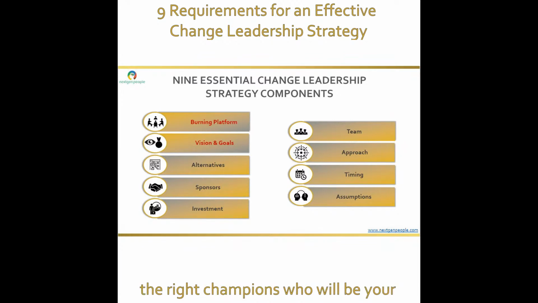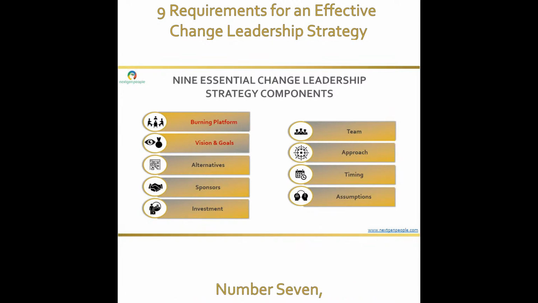The right champions who will be your power messengers need to be part of your team, evangelists, and the right influencers. These are very important elements of your teams in order to institutionalize the change and make it doable for the masses of the organization during the change effort and beyond.